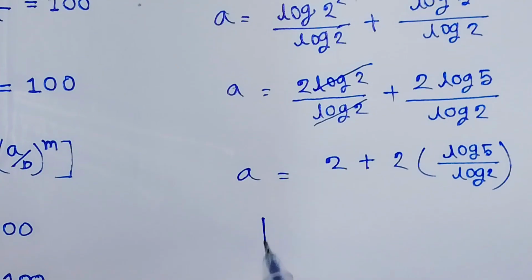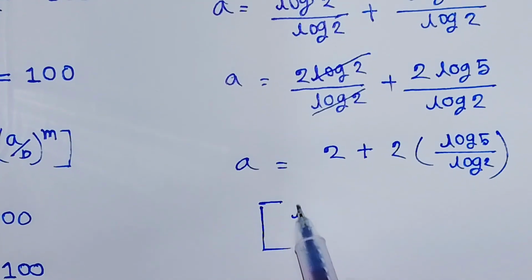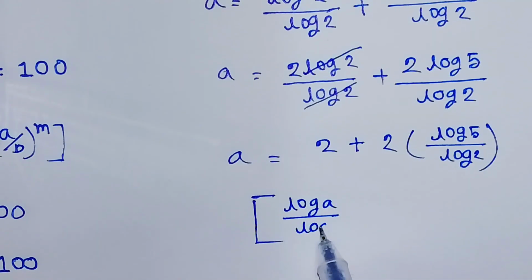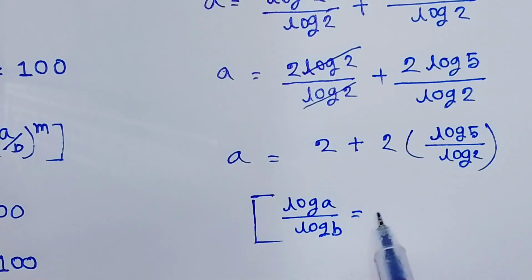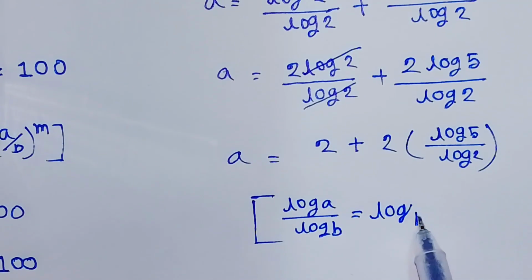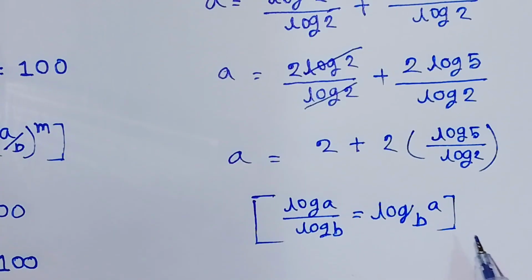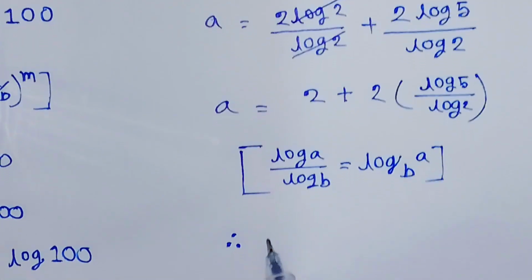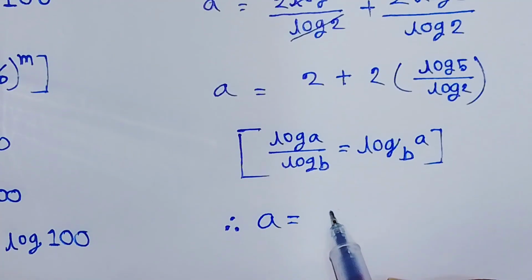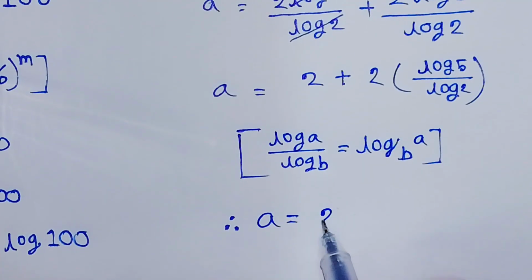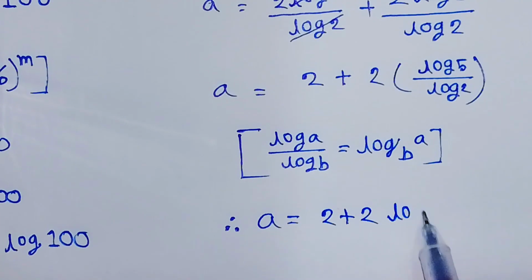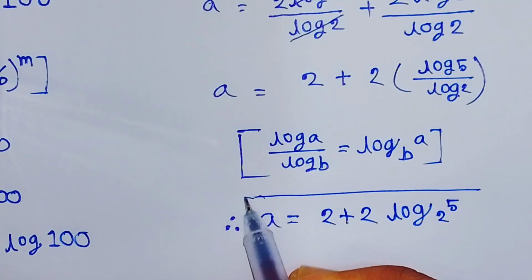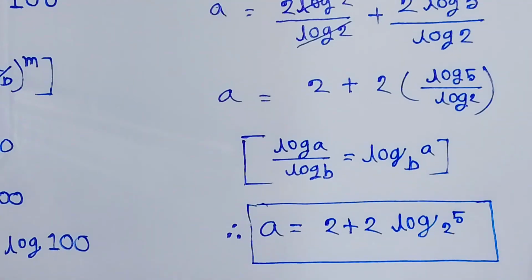So here we have to use another formula: log a divided by log b equals log base b of a. So from here we can get the final value: a equals 2 plus 2 log base 2 of 5. This is the value of a.